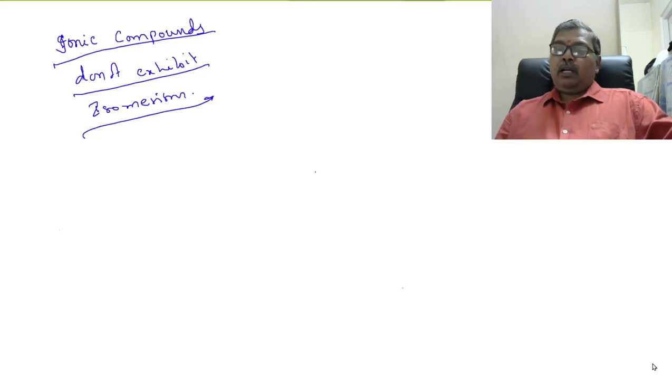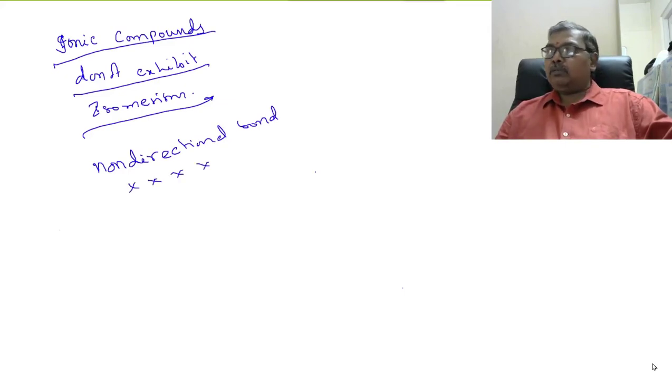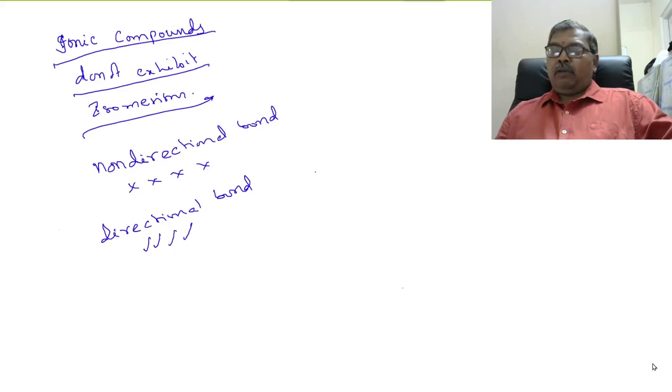Generally, an ionic bond is a non-directional bond. It has no direction. So that is why ionic compounds do not exhibit isomerism. A covalent bond is a directional bond, so covalent compounds exhibit isomerism. I will explain the covalent bond characteristics in covalent bond formation.